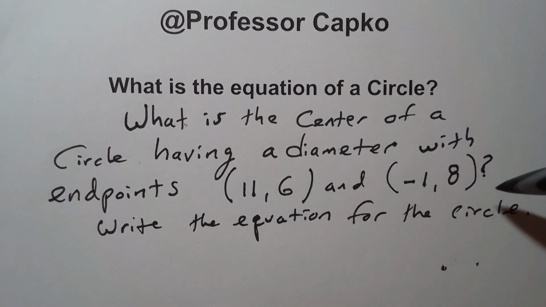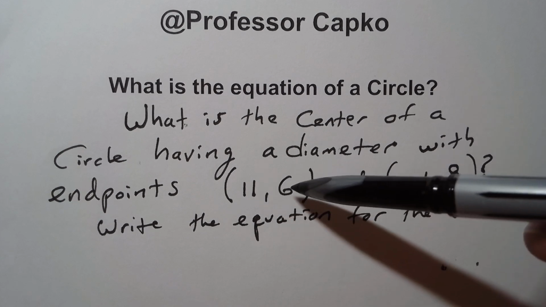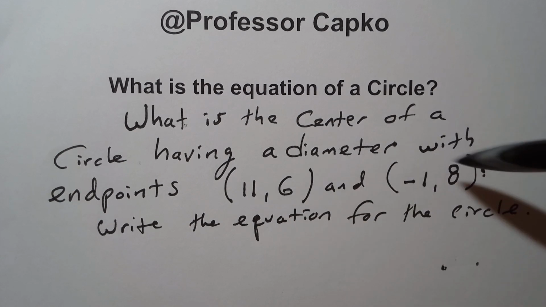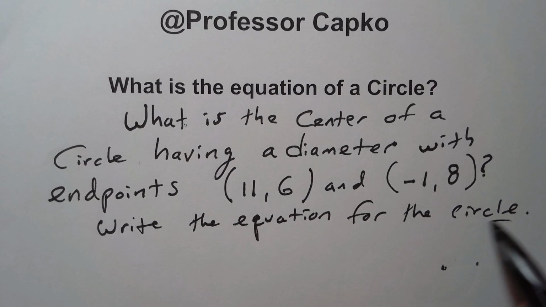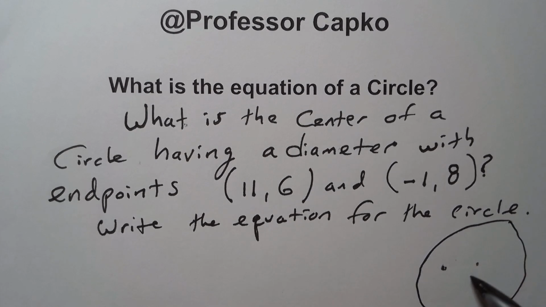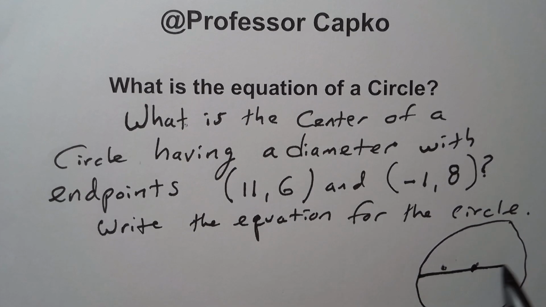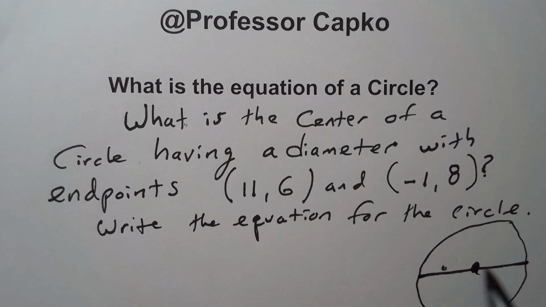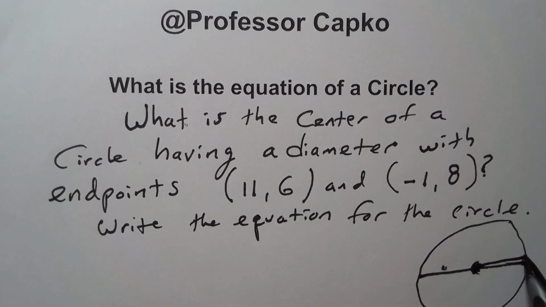Here are the endpoints in our example, (11, 6) and (-1, 8). Just a refresher, the diameter of a circle is the line that goes all the way through the center from one side to the other at its widest point, right through the center. So that's our diameter. Our radius would be just from the center to the outside.